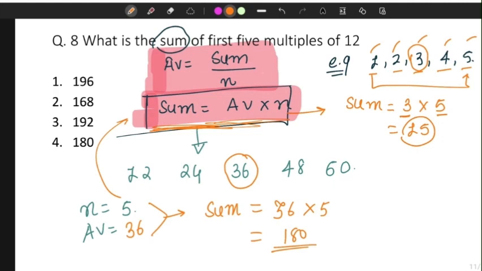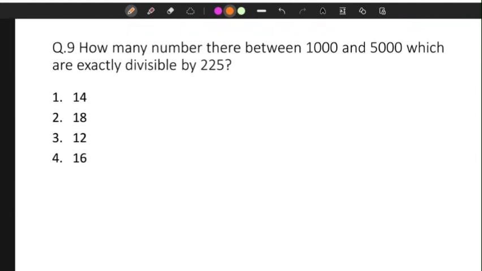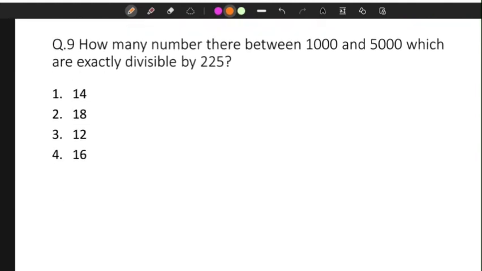Okay, next move on to question number 9. They have asked us how many numbers there are between 1000 and 5000 which are exactly divisible by 225. Now this is a question many of the students can get confused in. Okay, I'll take this question later on. One thing I can do is I'll explain it to you. If you're not able to understand, then totally fine. In the upcoming series, when we'll be taking some quite difficult questions, I'll explain it there again.